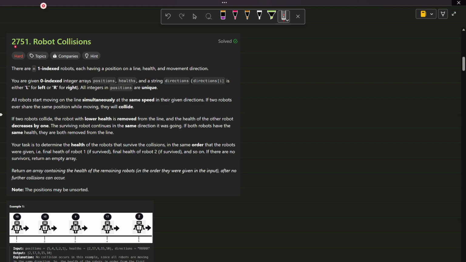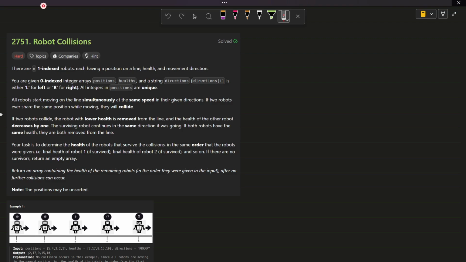Yes, this question is given a hard tag, and from an understanding and intuition point of view, this is not hard, but from an implementation point of view, you can consider it as a hard problem. So let's move straight to the understanding of the question.